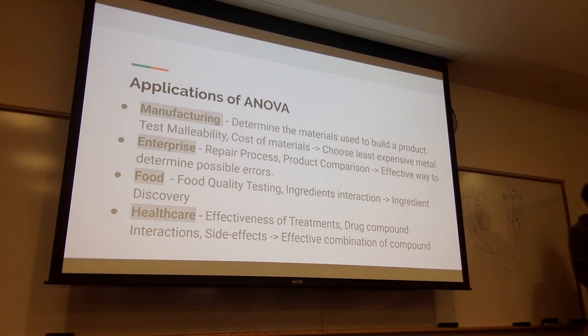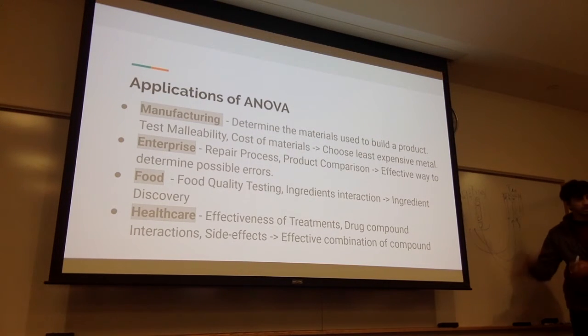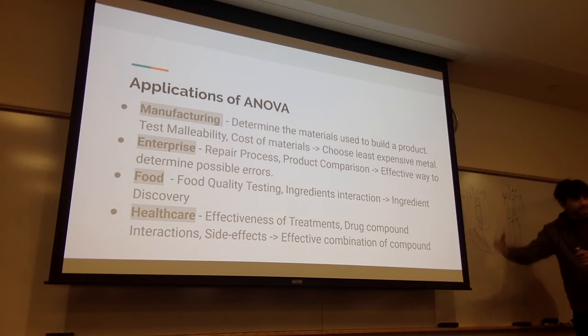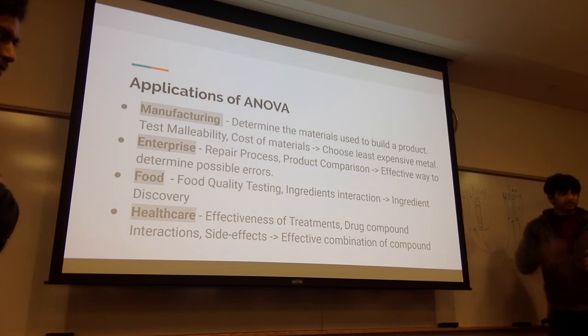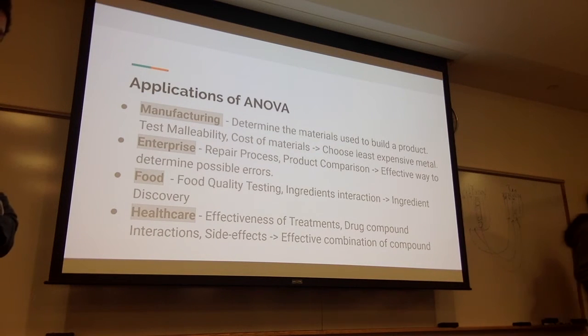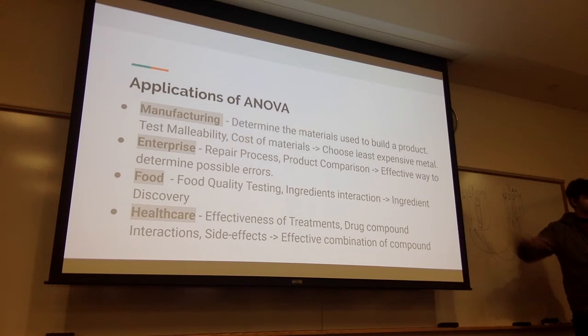So some of the applications of ANOVA, before actually diving into the theory and how we calculate that statistic, we just talk about the applications, where it's used. In manufacturing, to choose the least expensive metal given a set of metrics, they use this. And in enterprise, to effectively determine possible errors in a particular manufacturing unit they use this, and to do the food quality control in healthcare. So after we discuss the theory and how things are rolling out, these things will make sense to you, where and how it can be used.